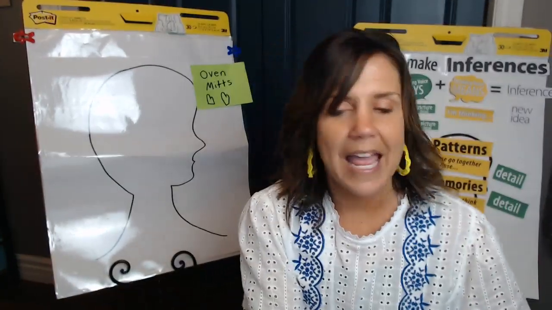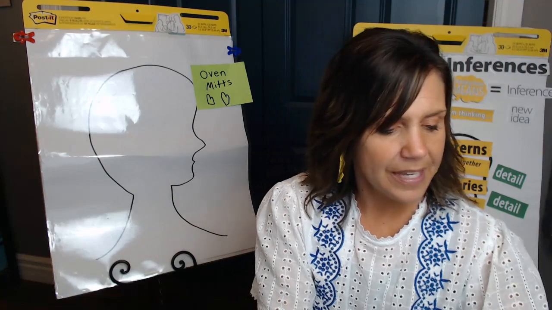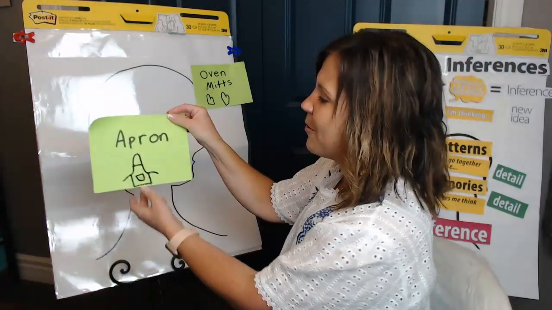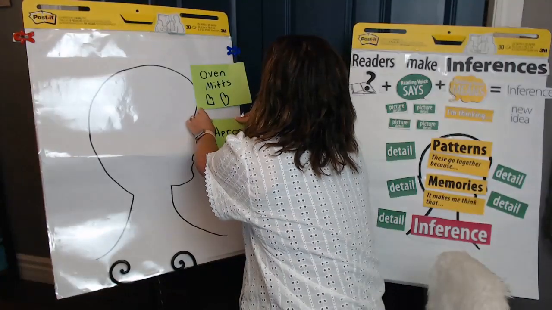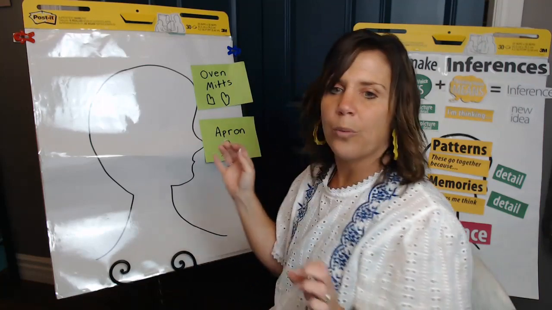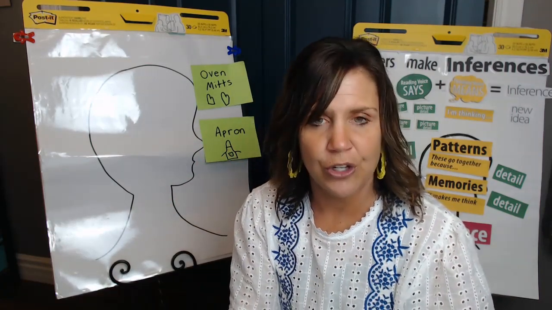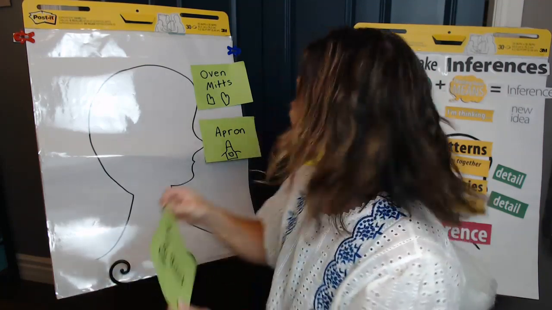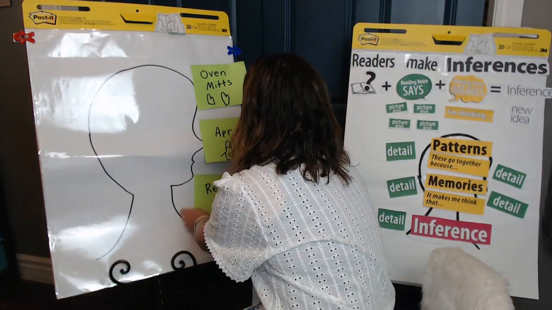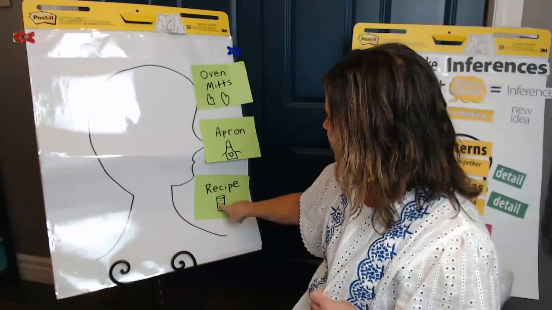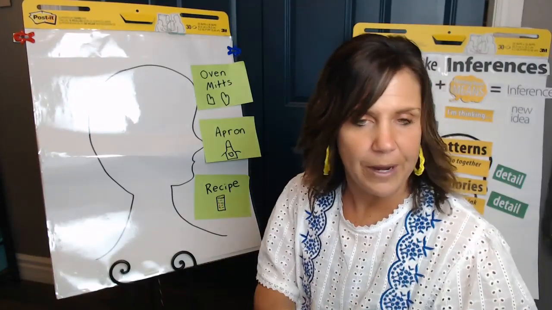The next one is apron. And I can look at the picture and see what the apron looks like, right? I drew a picture of the apron, and that's going to go on the outside because that's our reading voice. We're reading that. Oven mitts, apron, recipe for stew. So recipe is another detail that I'm going to put on the outside.